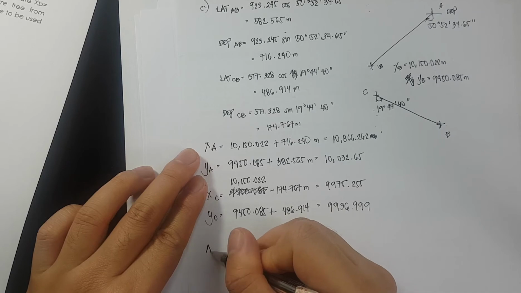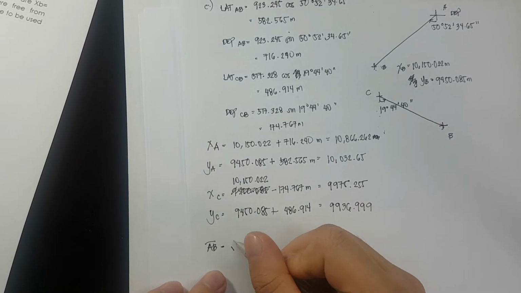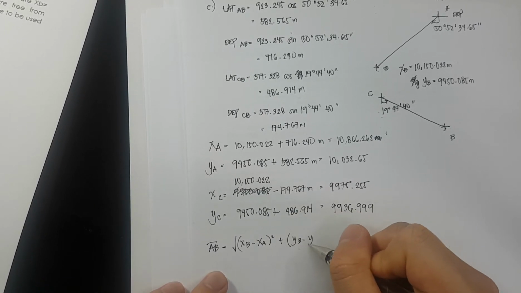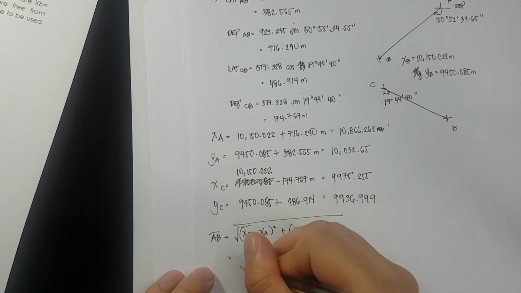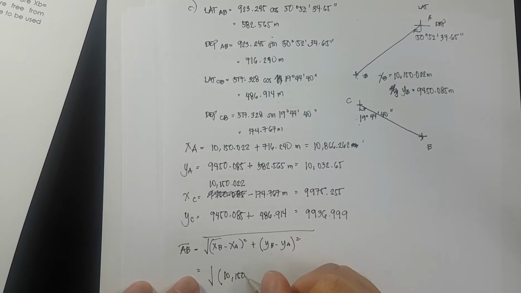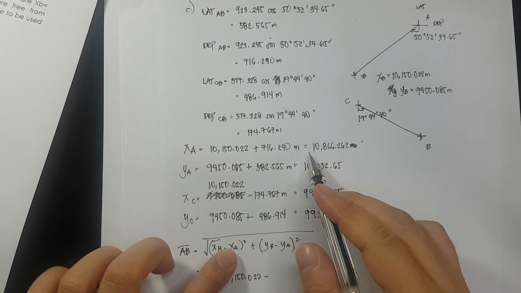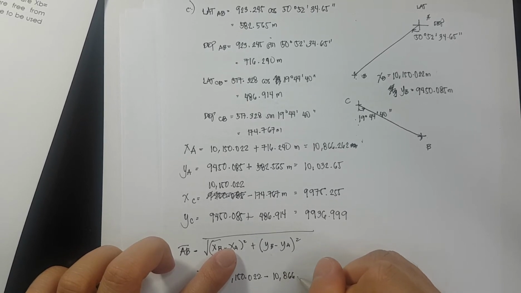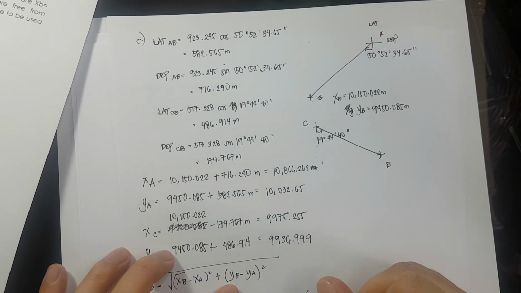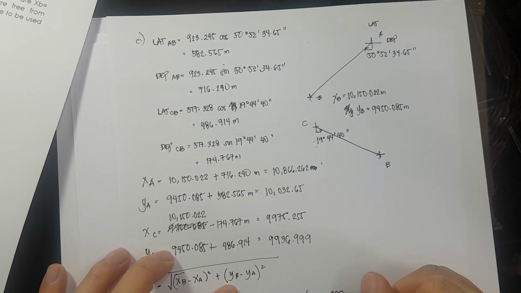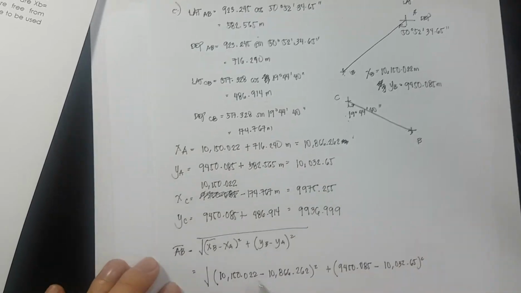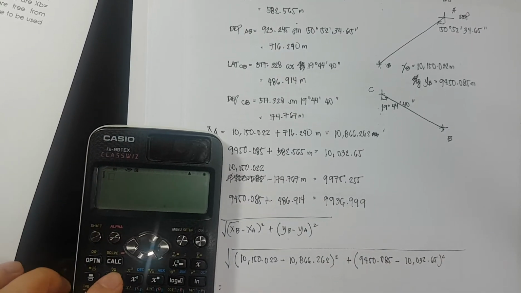So line AB here is equivalent to xb minus xa quantity squared plus yb minus ya quantity squared. So this is the distance formula. So the square root of what is xb, we have 10,150.022 minus what is x sub a, we have 10,866.262 quantity squared plus YB. YB is 9,450.085 minus Y sub A, which is 10,032.65 quantity squared.